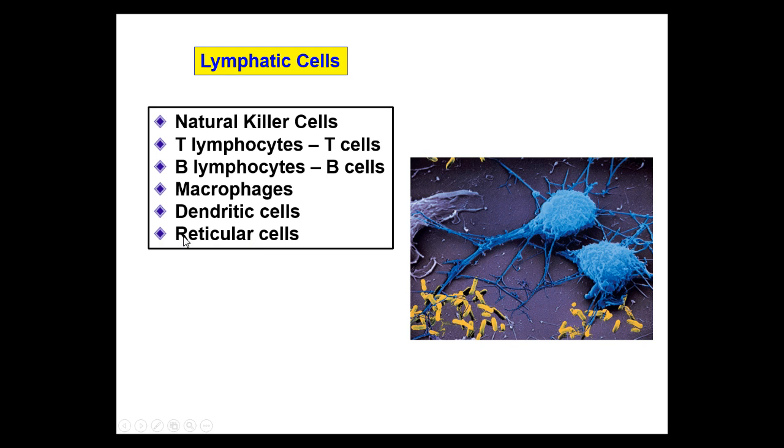Macrophages, you know what those are, phagocytes. Dendritic cells, give some thought to where you have heard of dendritic cells before, and where their location is going to be really important to their function. And reticular cells, we primarily find those in abundance in soft organs. So these will be the key players as we talk about the lymphatic system.